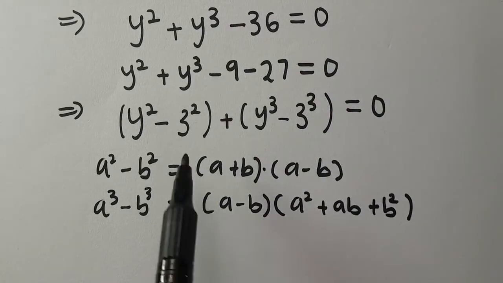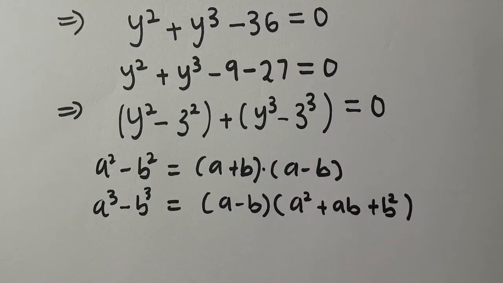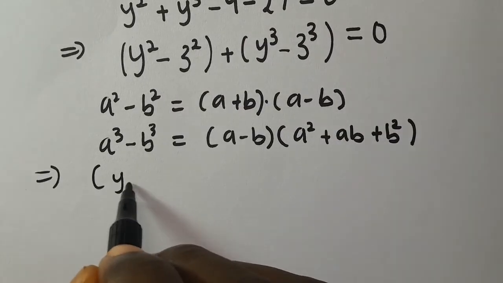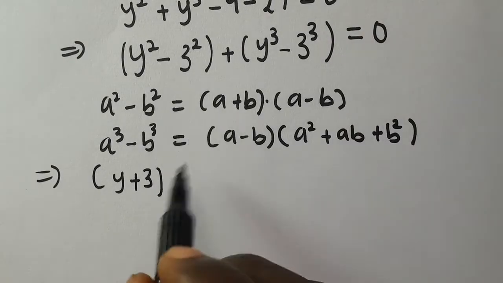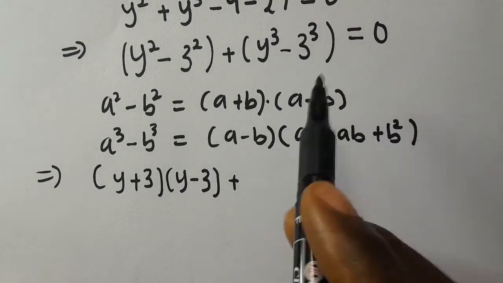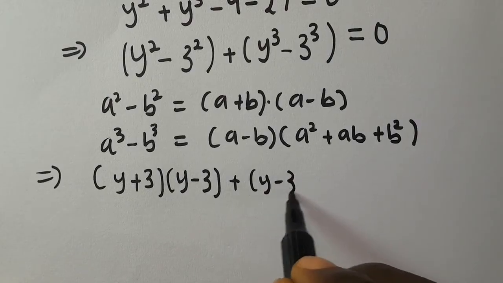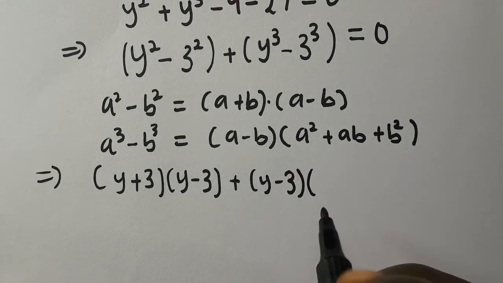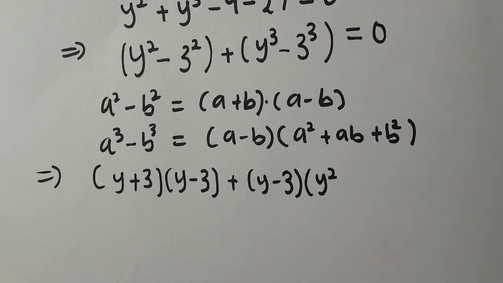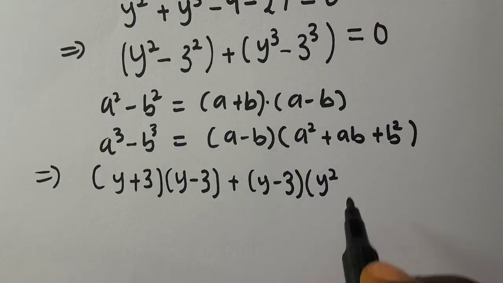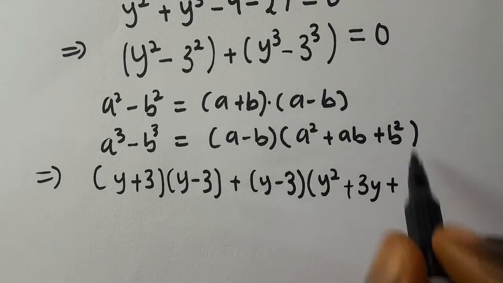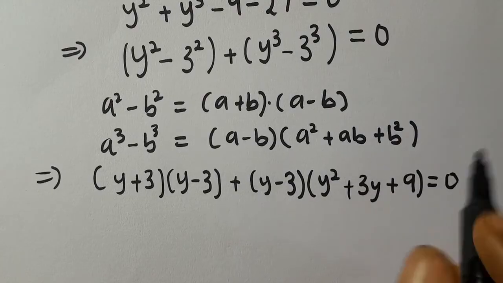Now by applying it here and here, we are going to have y plus 3 for this, then y minus 3, plus this will also be y minus 3, then into brackets y squared plus 3y plus 3 squared, which will be 9, then everything equals 0.